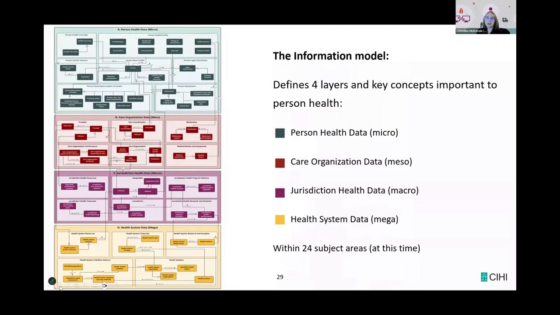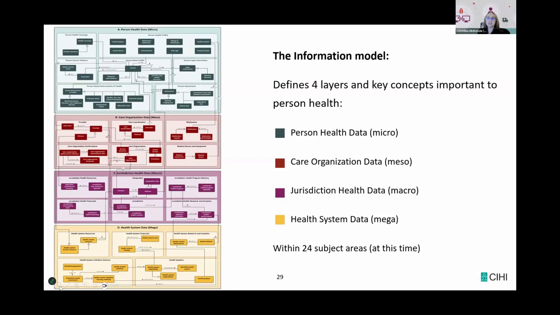Within the person health data layer, which is that teal one, so that's the top one. And then we have the care organization data layer, which is in red. And then we have the jurisdiction health data layer, which is in purple. And then we have the health system data layer, which is in yellow. So if you think about the different, again, blocks of information that Shannon talked about, this is how we're demonstrating that the different concepts within the healthcare system and the data that's collected needs to flow across all of those layers in order to provide quality information for a person.